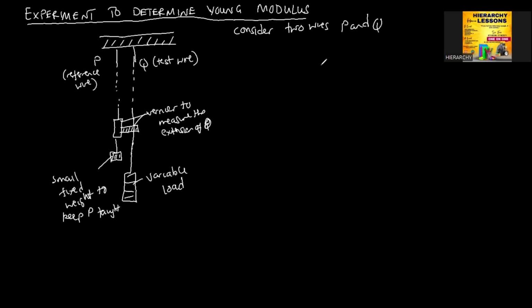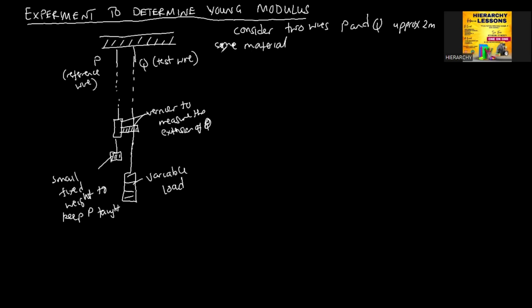So consider two wires P and Q, which are approximately 2 meters each. They are made from the same material and supported by a common support. The test wire Q is loaded, typically up to 100 newtons in 5 newton steps, and the resulting extension is measured as a function of the applied load.